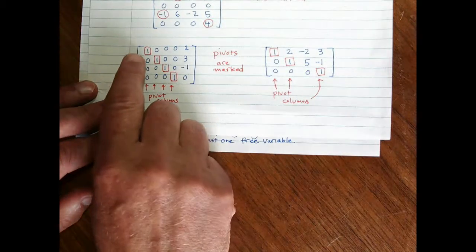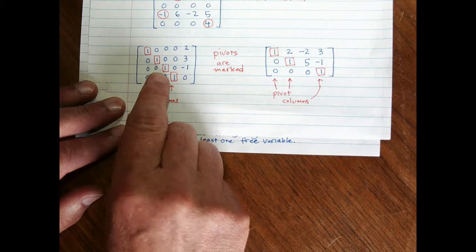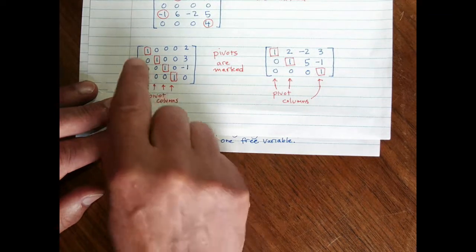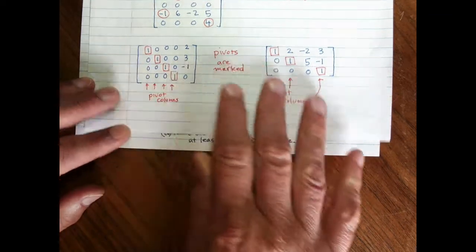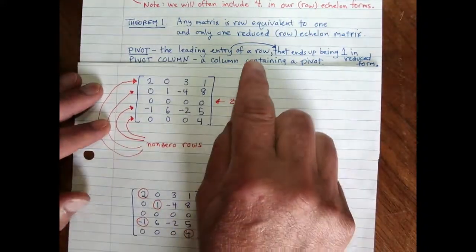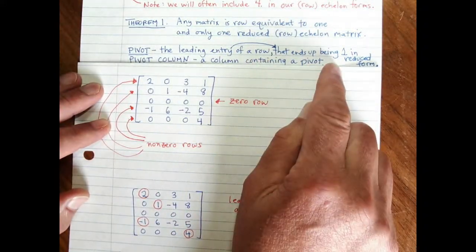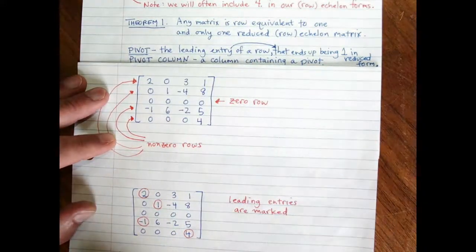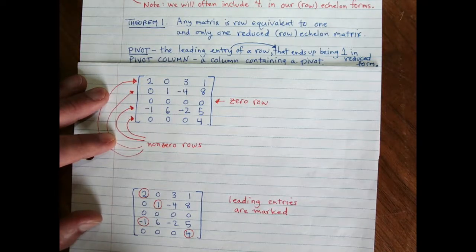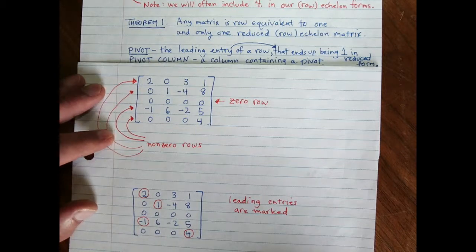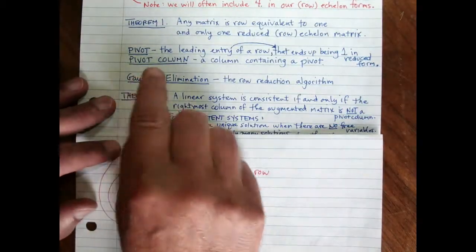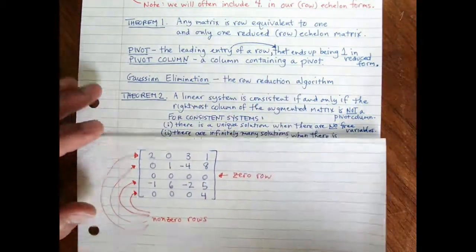So I've marked the pivots in the first matrix. I put squares around the pivots. The pivots are the leading entry of a row that ends up being a 1 in reduced form. We even refer to them as pivots before we have obtained the ones. Pivot column is a column containing a pivot.